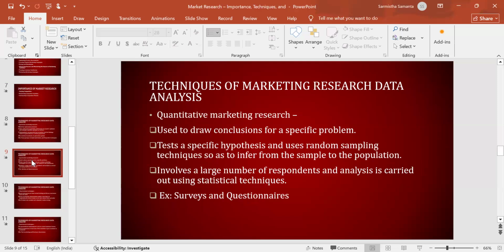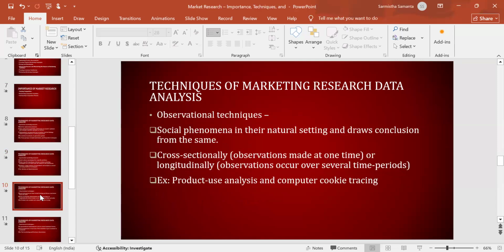It is used to draw conclusions for a specific problem, very specific. Which month of the year is our sales particularly going down? Why? So it is very specific. It tests a specific hypothesis and uses random sampling techniques so as to infer from the sample to the population. So samples are made, and different statistical tools are involved. Surveys and questionnaires are the main way of this quantitative marketing research.